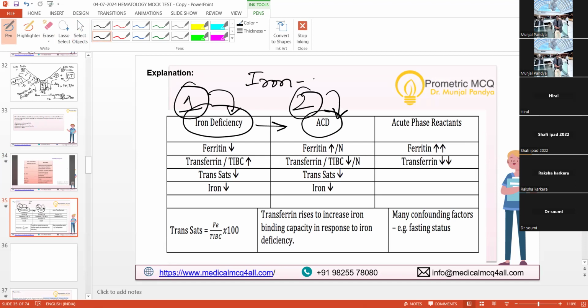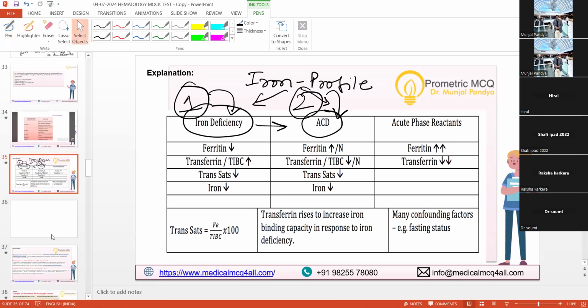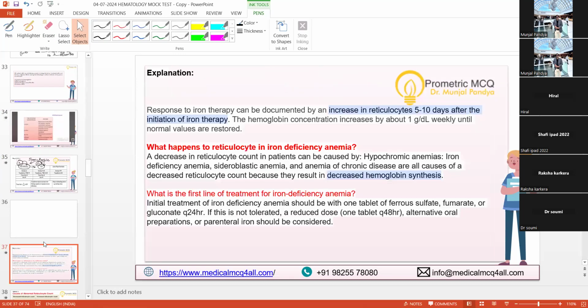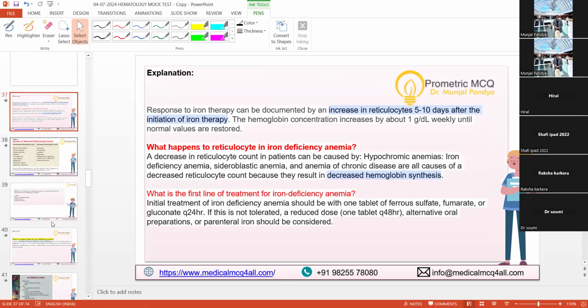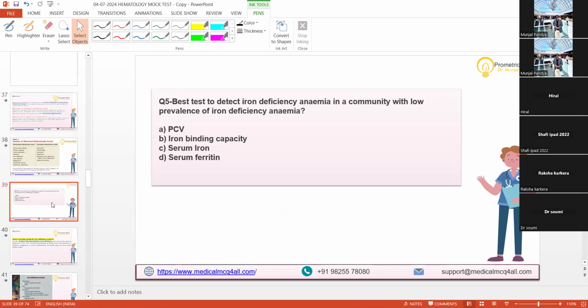So you just go and read. I will give you homework, right? How you differentiate iron deficiency and anemia of chronic disease by iron profile. Very important and very easy as well. So I'm not going into much detail, and I'll move to the next question. That is also very easy for you.